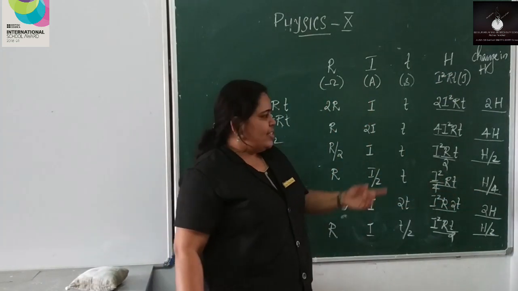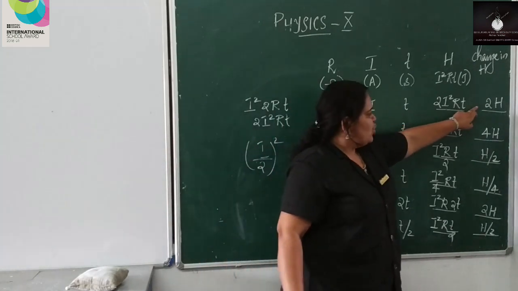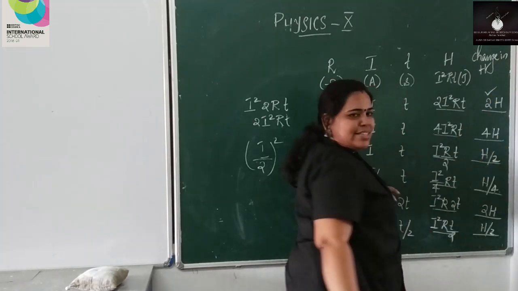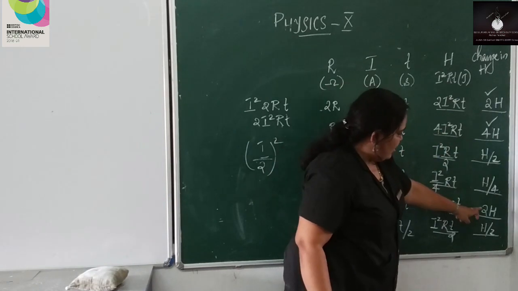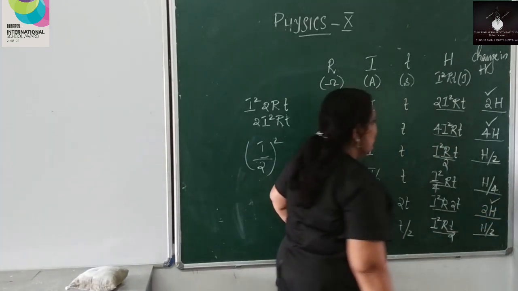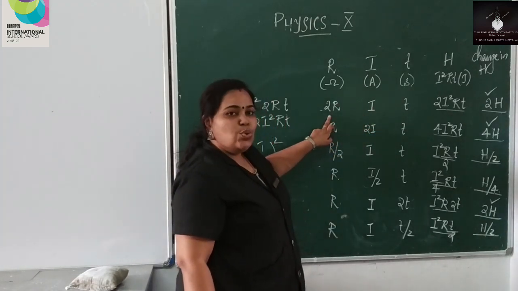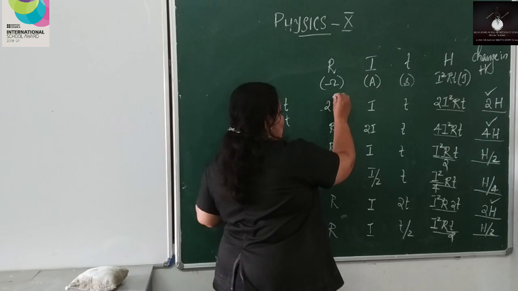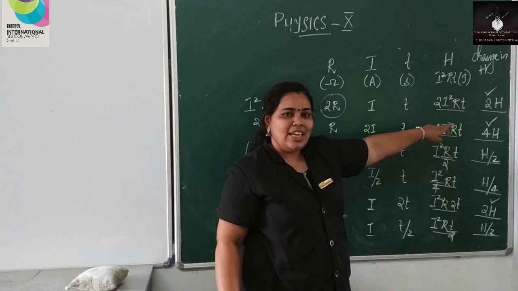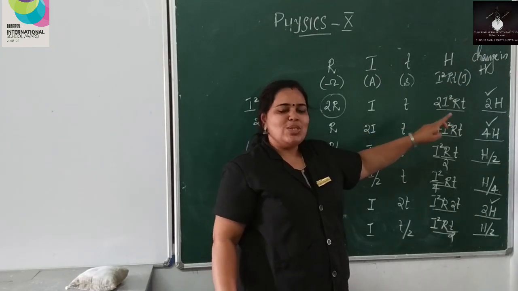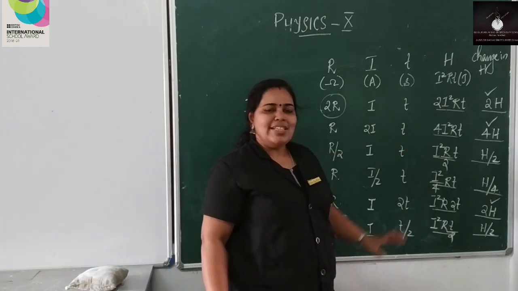In which all cases has the heat produced increased? Yes, here 2H. Heat produced is double. Next, it increases by 4 times, 4H. And the third case is 2H. Look at the values here. Here the resistance is 2R. So you can tell, when resistance increases, what happens to the heat produced? Heat produced also increases. When resistance is doubled, heat produced also gets doubled.